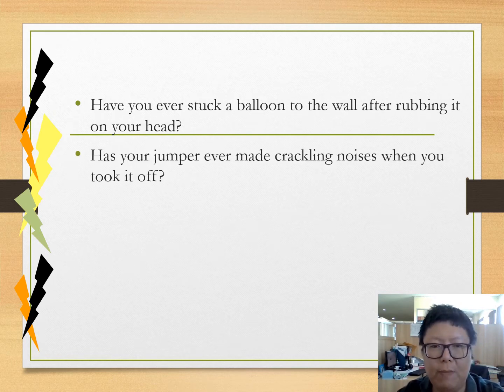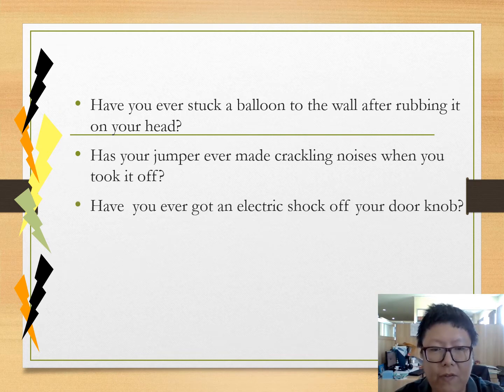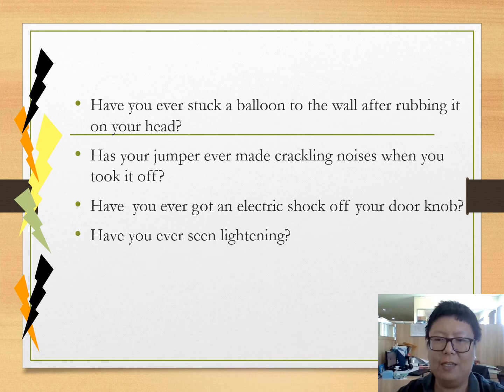Has your jumper ever made a cracking noise when you took it off? Jumper means the clothes, okay, your jacket. Have you ever got an electric shock from your doorknob? Maybe you have, but you didn't observe it because the shock may be very small. But this one, I think all of you have seen.